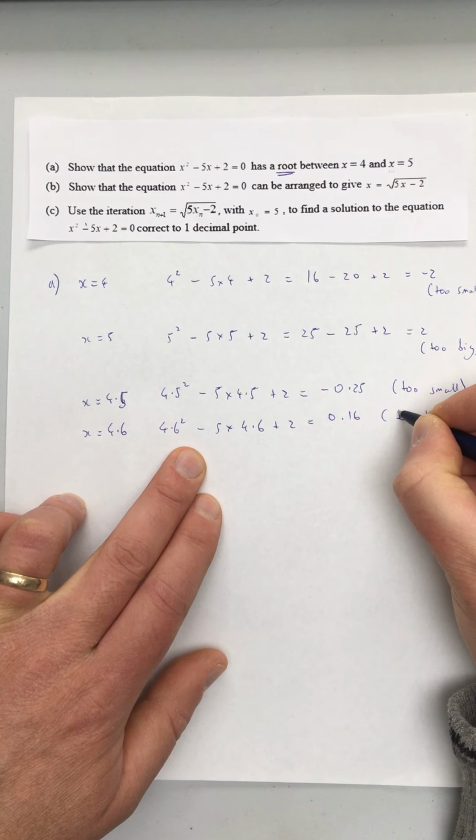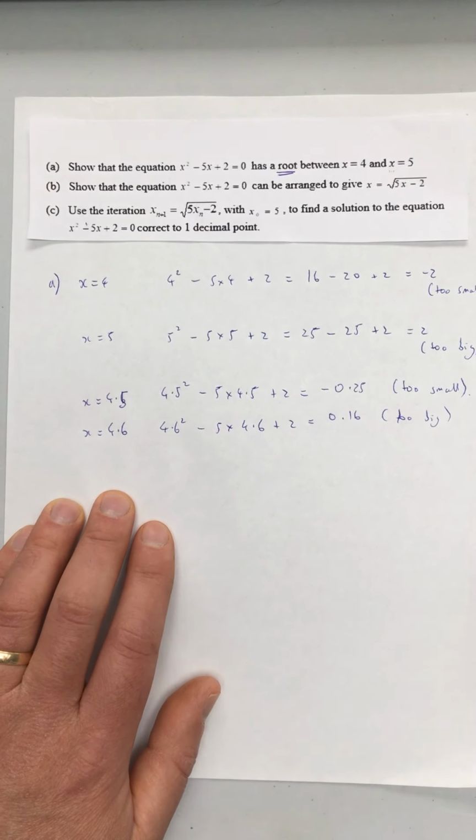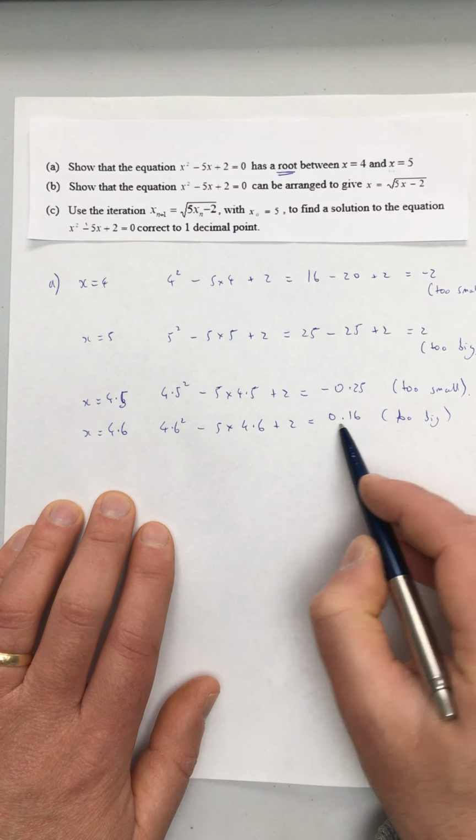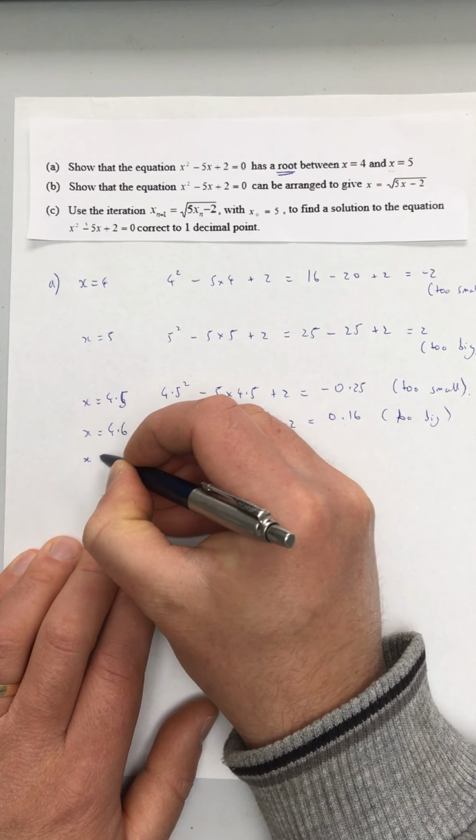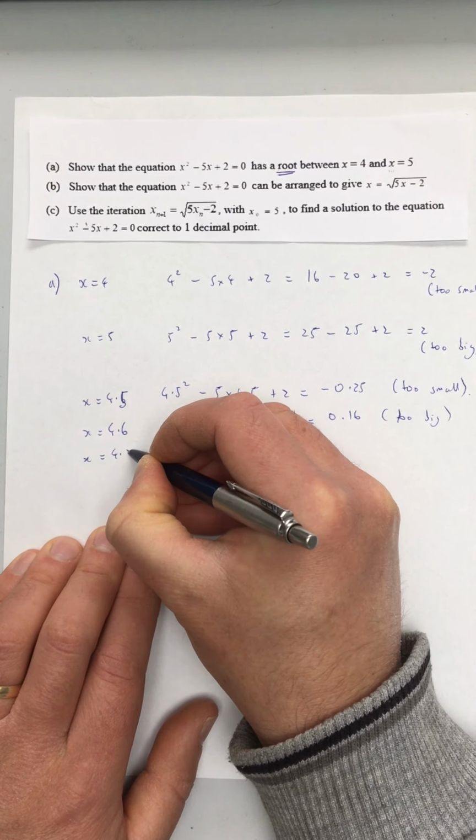Okay, so I'm thinking, right, I have to keep going. This is too small. This is too big, so it must be somewhere between 4.5 and 4.6. So then I might say, okay, let's try x equals 4.55.